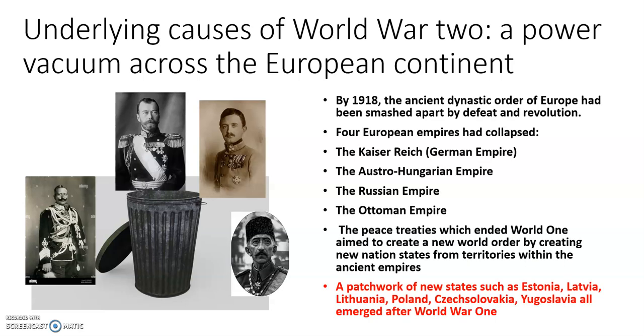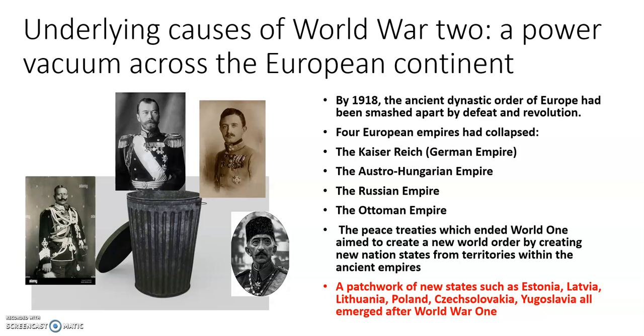But there's another legacy of World War I, and that, as you can see from the bin, is the astonishing power vacuum created across Europe by the collapse of all those ancient dynasties which had been smashed apart by total war. You can see the list is there. Four empires collapsed: the Kaiserreich, the German Empire, the Austro-Hungarian Empire, the Russian Empire, and the Ottoman Empire. Those empires and the heads of state, the crown princes and emperors, all end up in the dustbin in the aftermath of World War I.